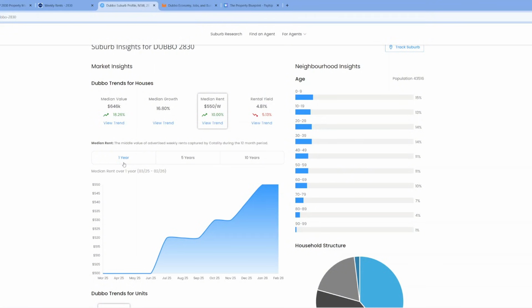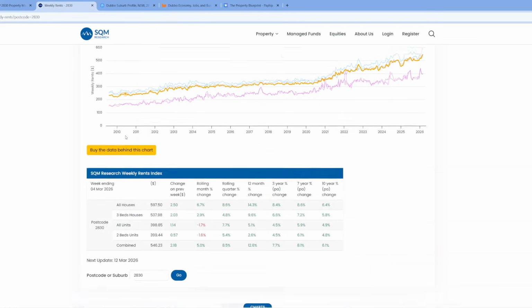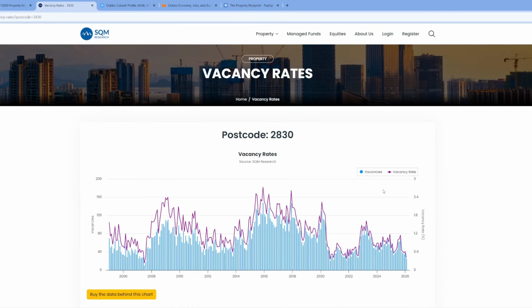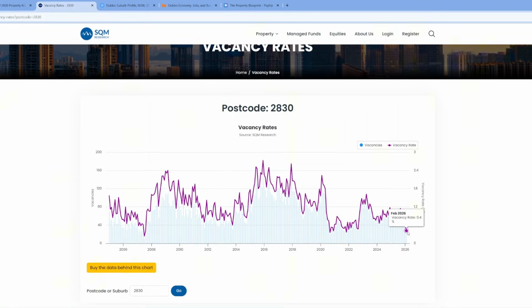So you can see that the rental increases have been quite strong. Now, not only that, you also want to be looking at one other key metric, and that metric is vacancy rates. We want the rental market to be tight, and you can see that the overall vacancy rate is 0.4% as recorded in February of 2026, the latest information available in March when I'm recording this video.